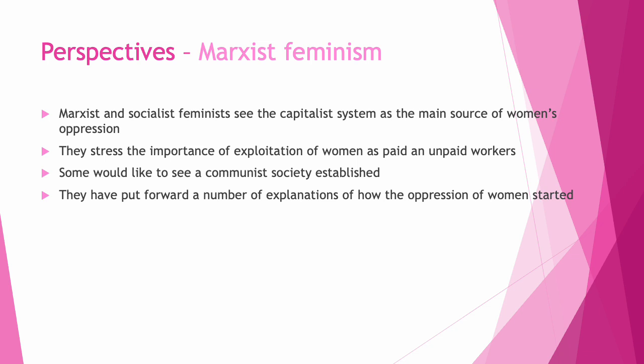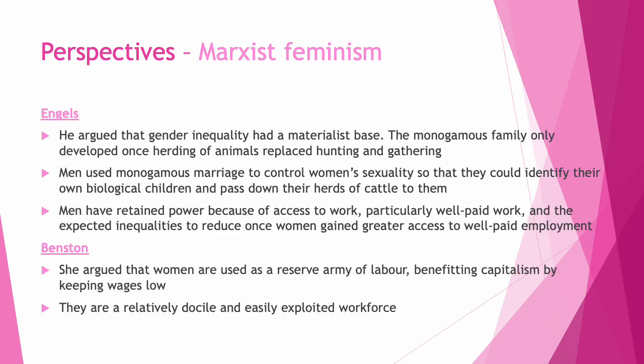They've put forward a number of explanations of how the oppression of women started. Engels argued that gender inequality had a materialist base. The monogamous family only developed once herding of animals replaced hunting and gathering. Men used monogamous marriage to control women's sexuality so that they could identify their own biological children and pass down their herds of cattle to them.